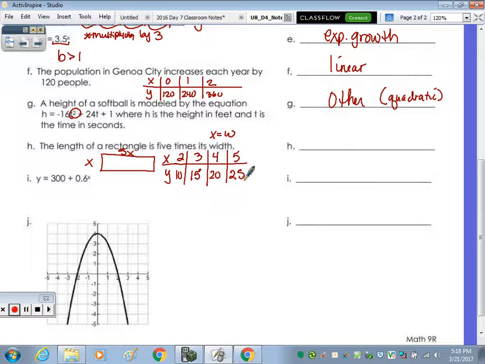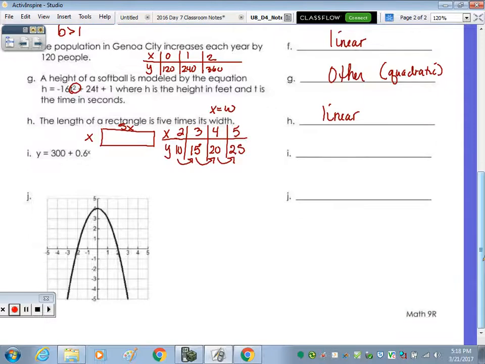So as our widths increase by 1, we notice to go from one y to the next, we're adding 5, which would be linear. So it helps sometimes to make up a table to see what's actually happening. And that one, we knew the length of a rectangle is 5 times its width, so the relationship between the two, okay, is a linear relationship.